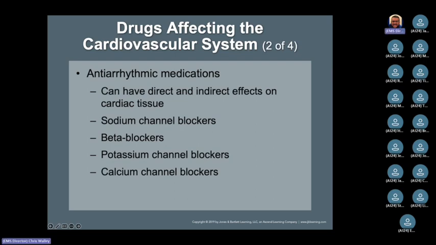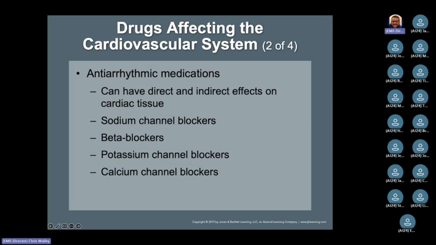Antidysrhythmic medications. So we know what it's going to do. We know it's going to change the rhythm. This has been long used in the pre-hospital setting. It is to prevent some particular cardiac rhythmic disorders. So it can have a direct or an indirect effect on some cardiac tissues.